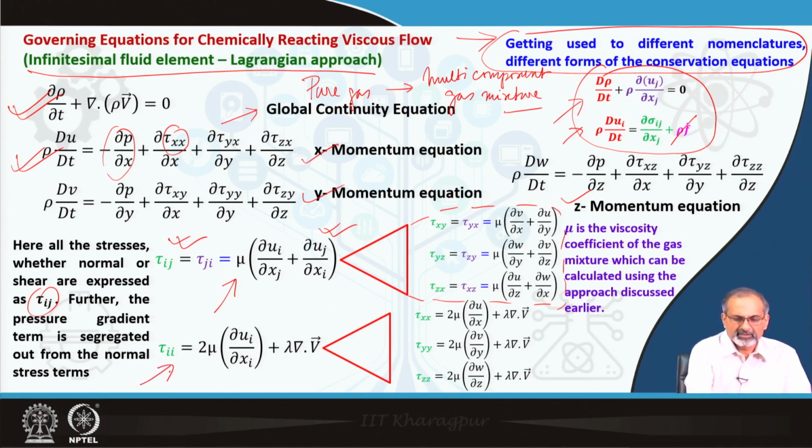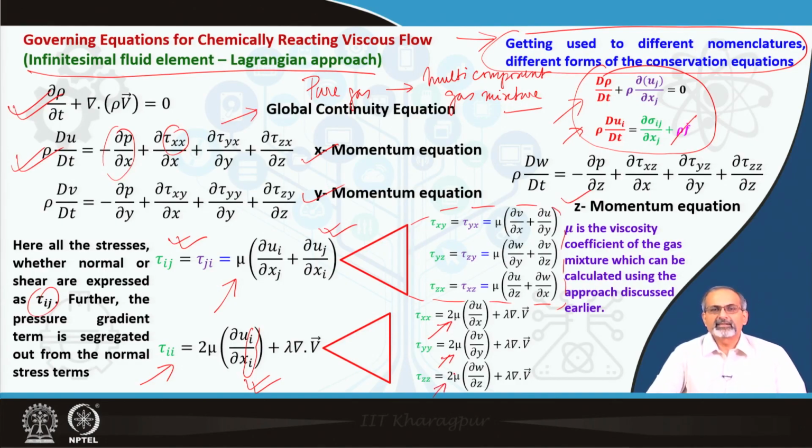Similarly, you have an expression for tau ii, of this form: 2 mu del ui del xi, not in the sense of a summation though. It is going to be represented in a form like this, where you have 2 mu del u del x, then 2 mu del v del y, 2 mu del w del z, summed with lambda times divergence of V.